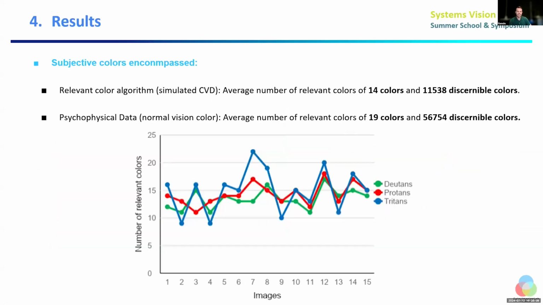The number of relevant colors simulating the 3 severe color vision deficiencies was 14 on average, which is a very small number of colors in comparison with the potential number of thousands of discernible colors that we could obtain in those images. The histogram shows the results of all paintings simulating the 3 vision deficiencies. Taking into account the psychophysical results, the number of relevant colors with normal color vision subjects is 19.